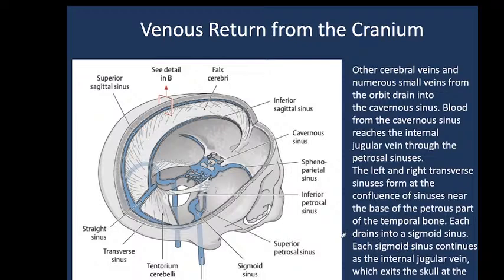sinuses transfer blood to the sigmoid sinuses. It is possible because there are two petrosal sinuses which connect the cavernous sinus and the largest sinus, called the sigmoid sinus.